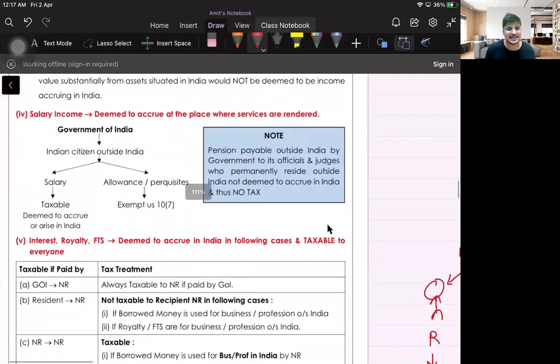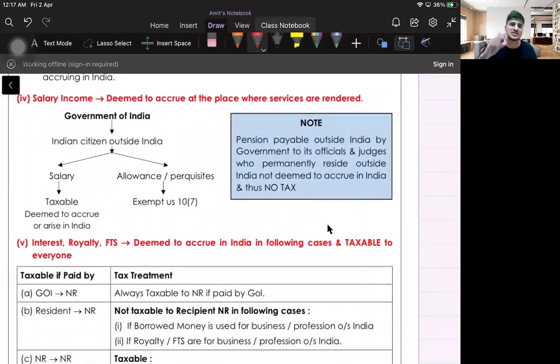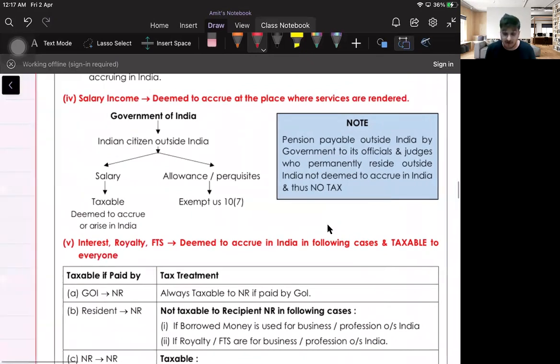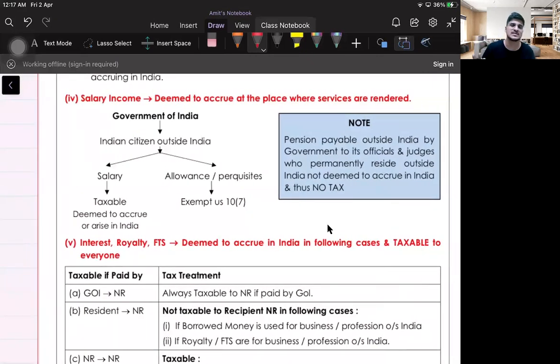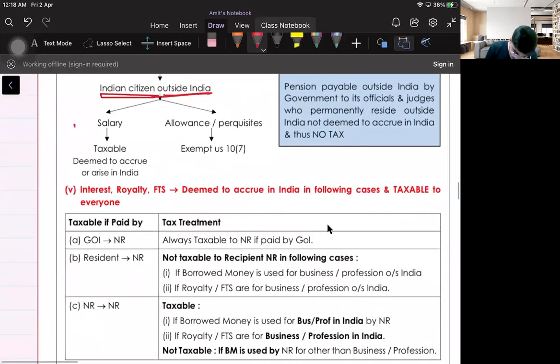Next point is salary income. Salary income usually is deemed to accrue at the place where the services are rendered. Where the service is rendered, there the salary income accrues. But in case of the government of India, if the government of India is giving salary to an Indian citizen outside India, one Indian citizen who is going abroad to work on behalf of the government of India, then the government will give salary to such citizen. If they gave salary, it will be taxable. But if the government of India gave perquisites or allowances, it will be totally exempt from tax.